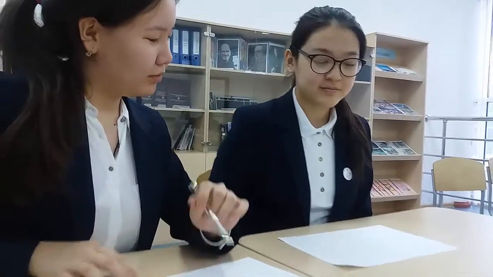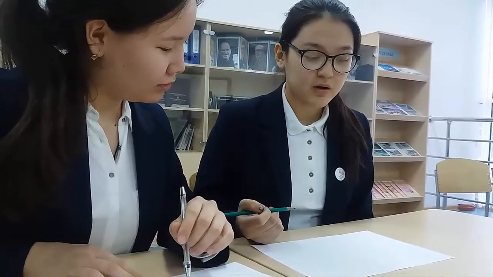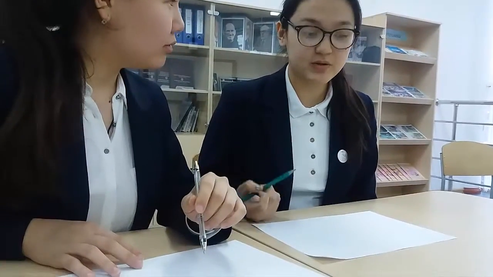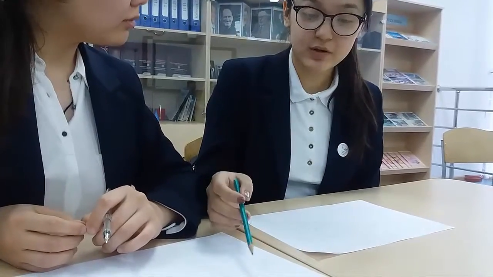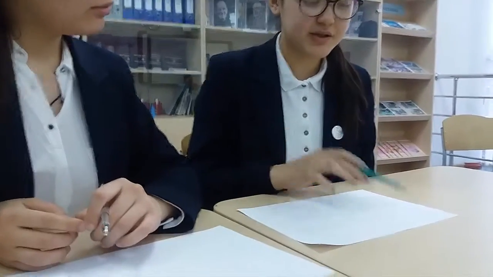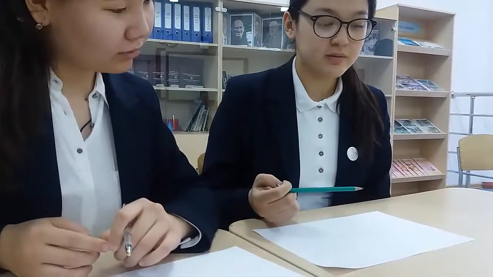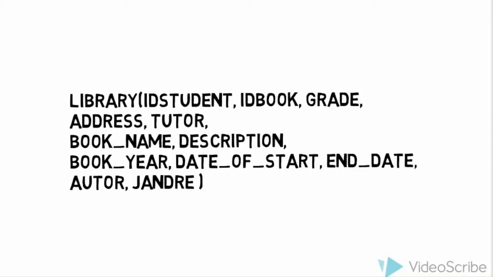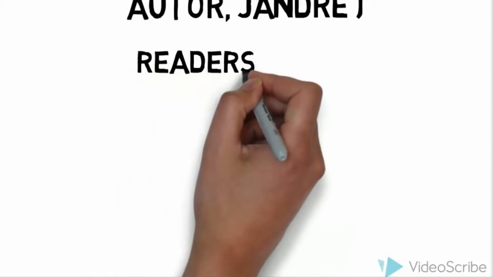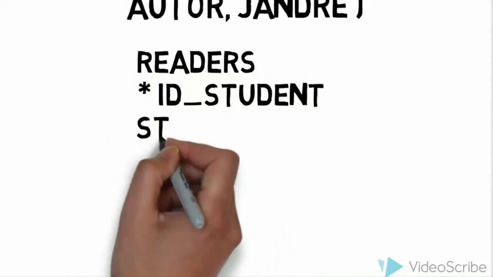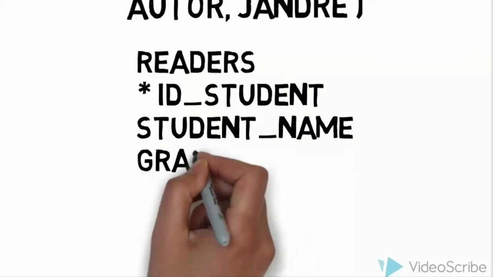Okay. In the second normalization, non-key attributes depend on the primary key, and I will divide the first table into some tables. There are readers, book, and order. In readers, student name, grade, address, and tutor depend on ID students because ID student is a primary key. The second table is book: book name, author, year of book, genre, and description depend on ID book as its primary key.